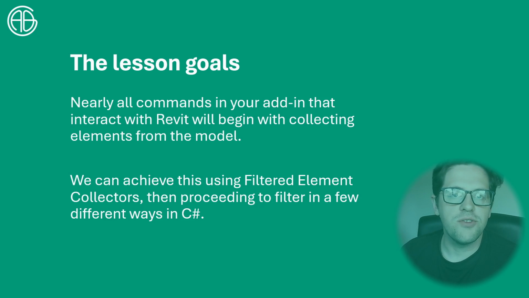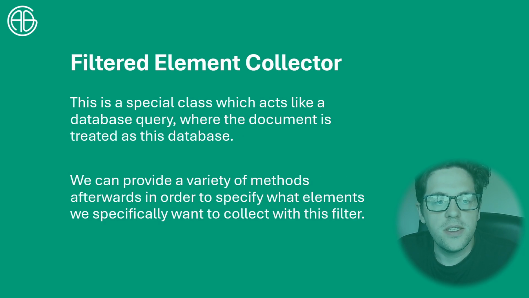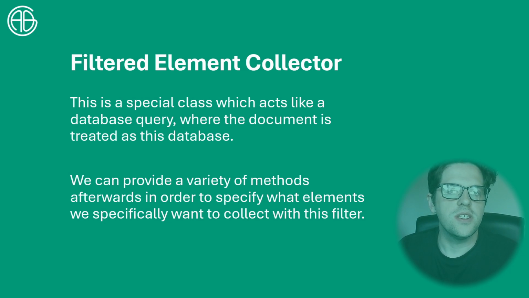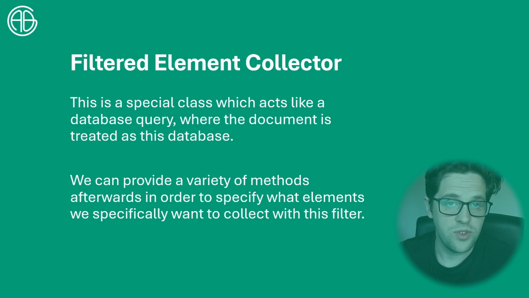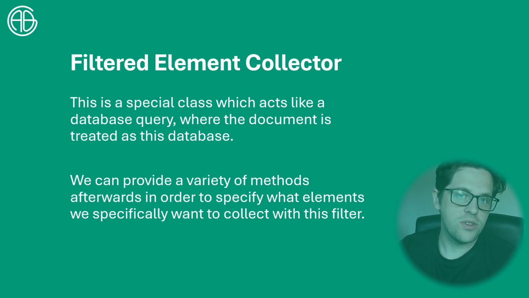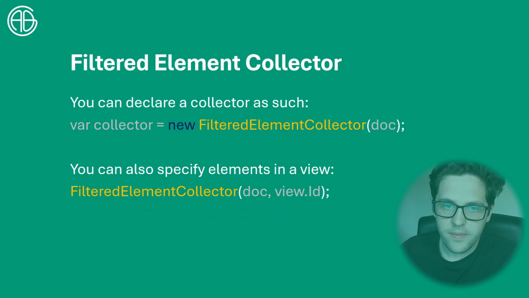And then we're going to look at another approach that is unique to C#, the System Linq method. In this case, filtered element collectors are a special class that acts a little bit like querying a database. So it's going to take all the elements in the model and progressively filter them down based on conditions you provide. So you can technically just get all the elements in the model using a basic collector, but generally we're going to be providing extra methods onto the collector to more specifically query things that we need.